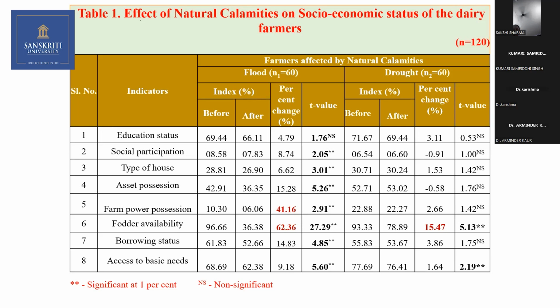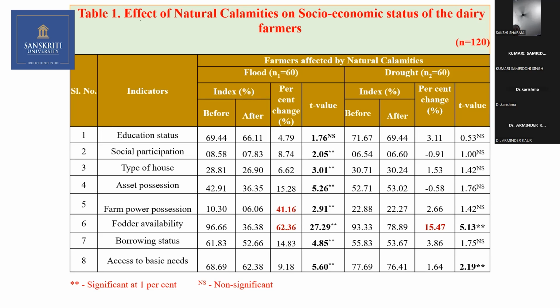You can see, except education status, whether flood or without flood, their education status remains the same. All other things are statistically significant: social participation, type of house, asset possession, farm power possession, fodder availability, borrowing status, and access to basic needs.